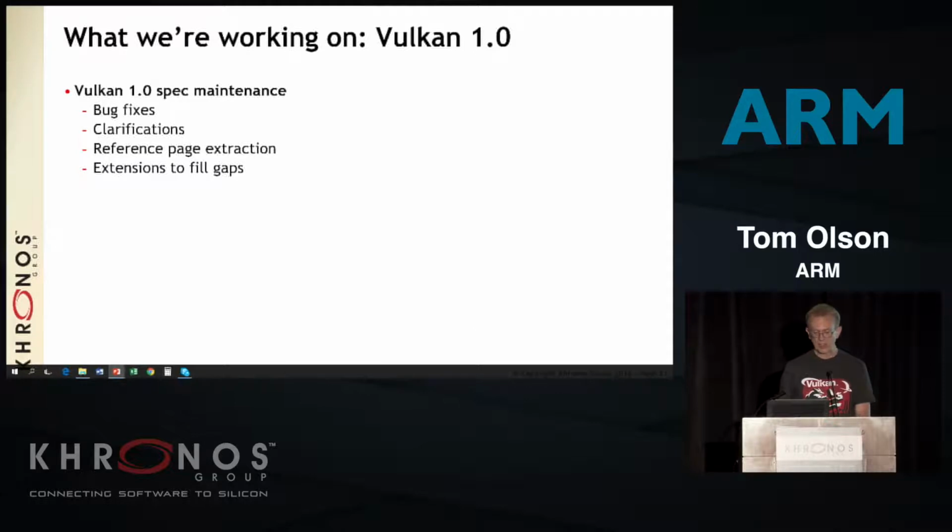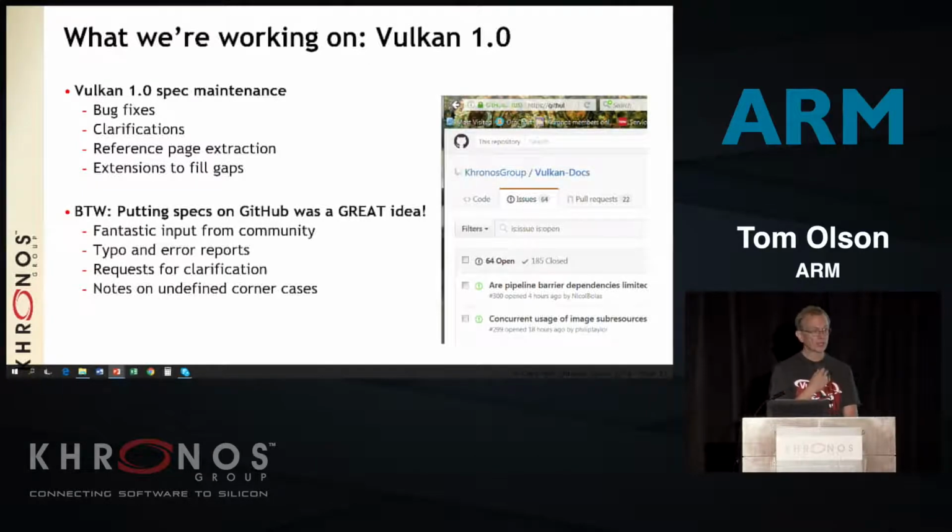What the working group has been doing, we're doing lots of 1.0 spec maintenance. There are lots of little things and a couple of big things. I do want to say, I'm an old guy, right? I don't get this modern open source stuff. And when we originally said, hey, let's put the spec source on GitHub, I was a little skeptical and nervous about it. Turned out to be the best idea ever. It's been totally awesome. We've had huge numbers of very smart people reading the spec, pointing out not only typos, but logical errors, places where we said this and meant that one. And even places where there's a corner case in the spec that we didn't say what's supposed to happen.